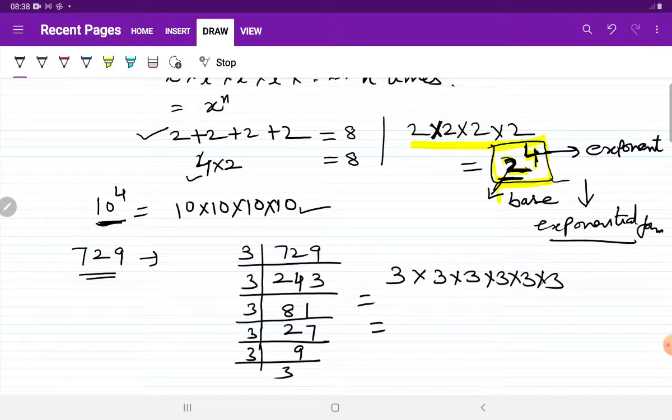Okay, so we can write it now in exponential form. How many times is 3 coming? 3 is coming 6 times. So we can write 3 raised to power 6. Okay, so 729 is 3 raised to power 6 only. This is the exponential form of 729.